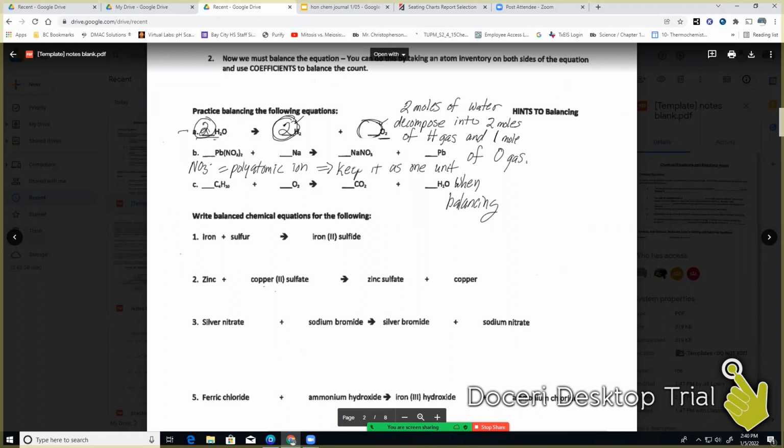So if I start looking here, lead, Pb, so I have one lead here and one lead there, so that looks good. But like we said, if we think of this nitrate as just one unit because of this subscript of 2 on the outside of the parentheses, I have 2 nitrates and over here, I just have 1 nitrate. So I would need to put a coefficient of 2 right there. When I did that, it changed my nitrate, but it also changed my sodium to 2. So I would need to come back and put a 2 in front of that sodium to get it balanced.